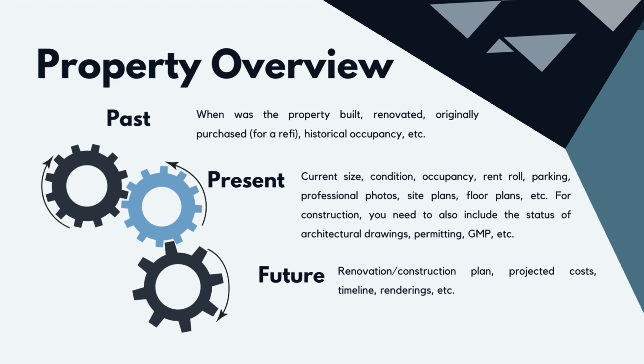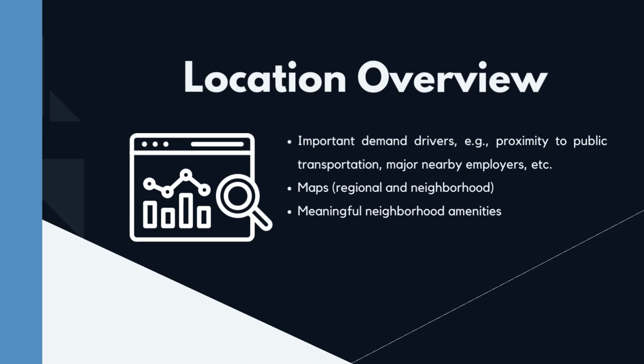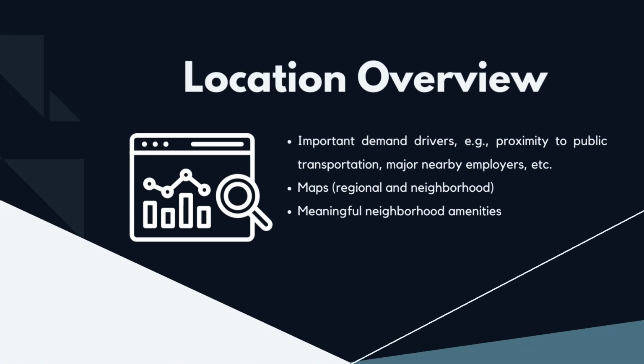And then the sixth component would be location overview. It's important to note the demand drivers, proximity to public transportation, demographics, nearby employers, maps in this section, regional and neighborhood. Also, it'd be great to highlight the amenities in that particular neighborhood or community.